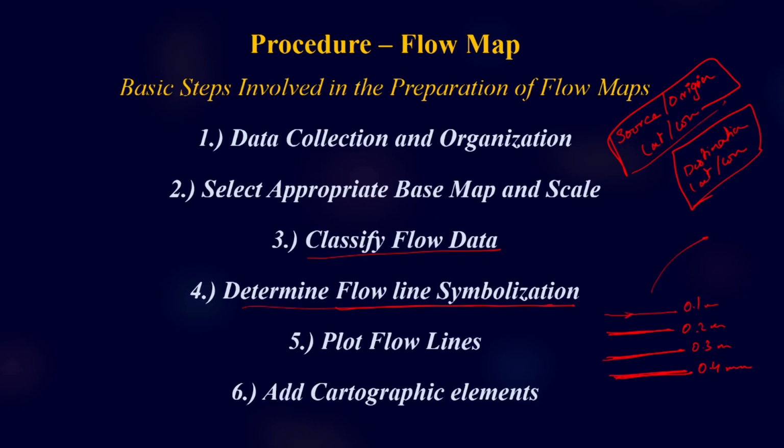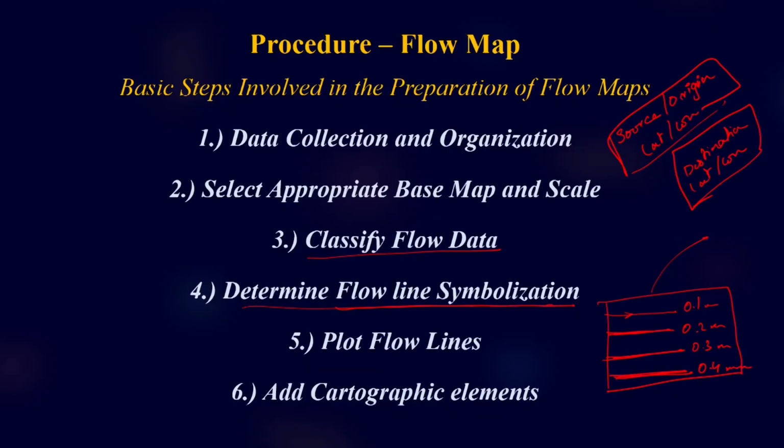After we have all the data and we have defined the flow symbolization, we will plot all the lines on our base map. Once we have plotted all the flow lines and flow directions, we will add cartographic elements such as north arrow, title, legend, scale and other information. Okay, mapping elements we will add to the map.